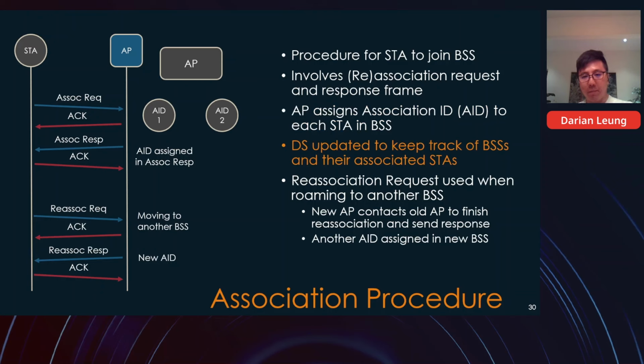The AP must also inform the distribution system about station associations. This is so that the distribution system can keep track of which stations are associated with which AP in order to correctly forward frames to different BSSs.